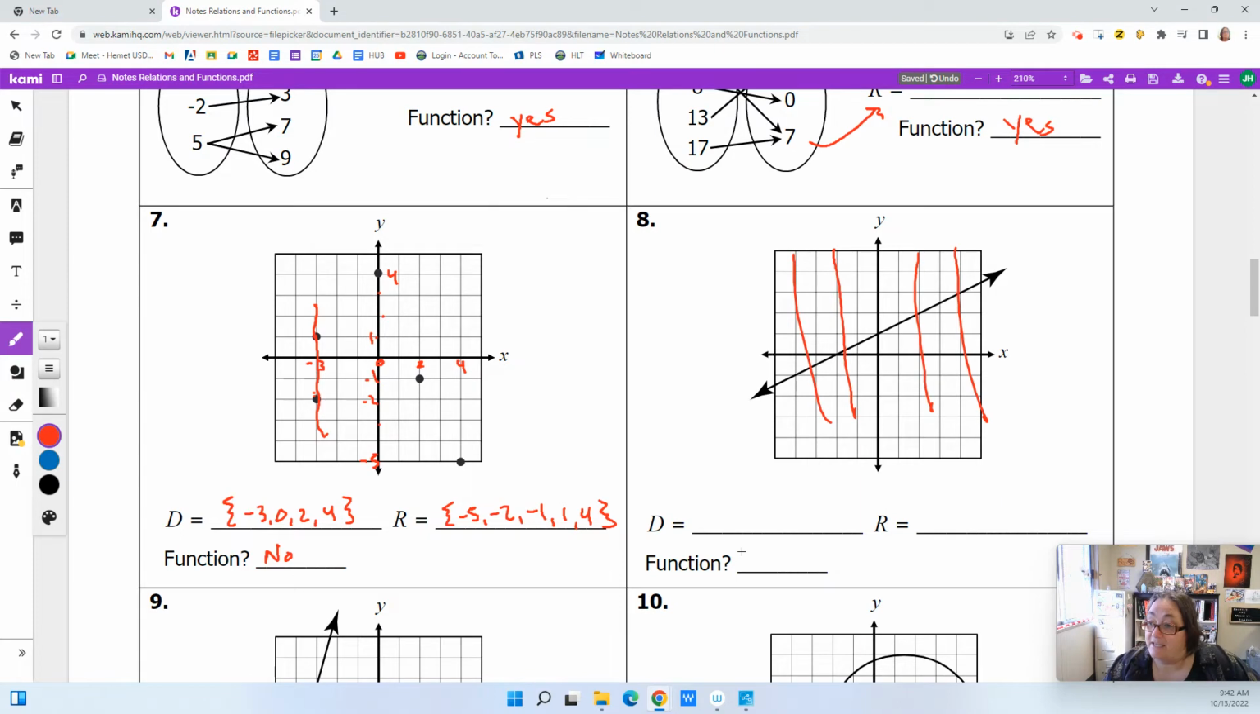So we could say that, yes, it is a function. If we're looking in terms of our domain, this goes this way forever and this way forever, right? So our domain can be all x's, negative infinity all the way to infinity. And our range is the same, right? It can go up forever, it can go down forever. So again, we've got negative infinity to positive infinity.